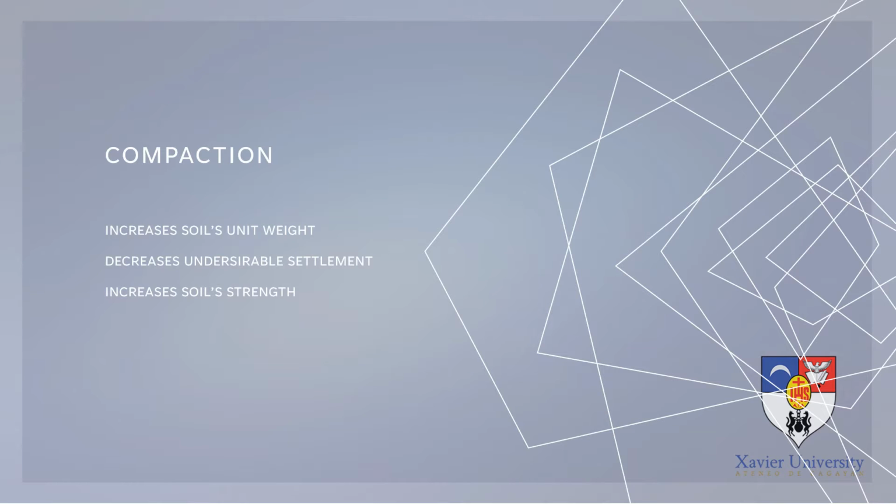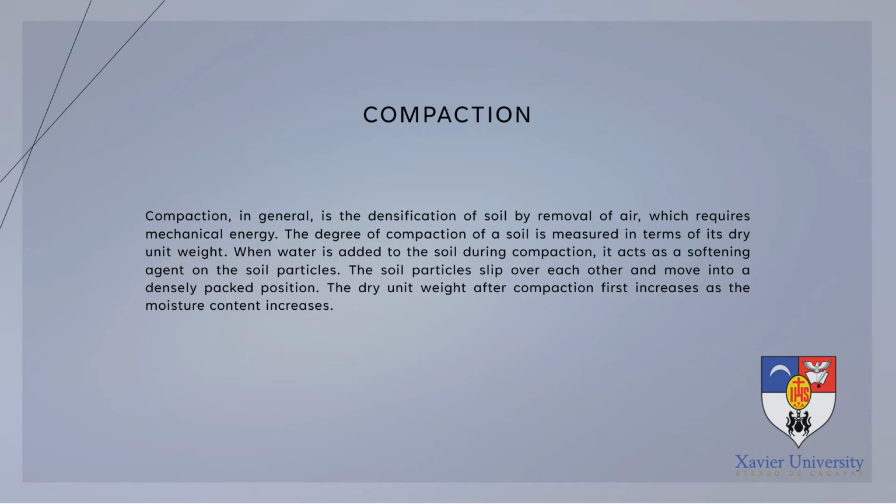Das. So before anything else, let us enumerate some of the advantages or the benefits that the compaction gives us. It increases soil's unit weight, it decreases undesirable settlement, and it increases soil strength. So compaction in general is the densification of soil by removal of air, which requires mechanical energy. So the degree of compaction of a soil is measured in terms of its dry unit weight.